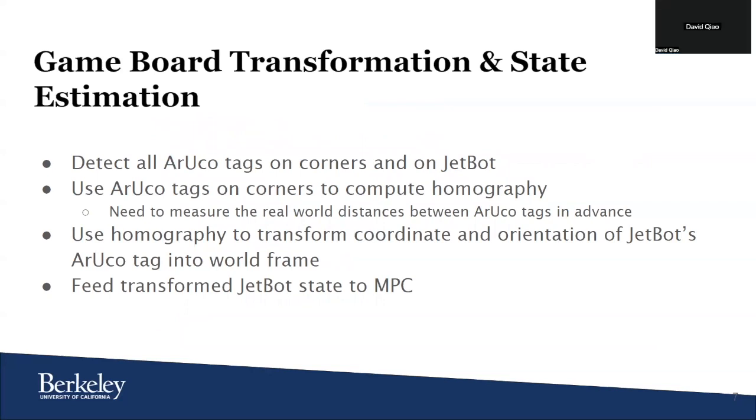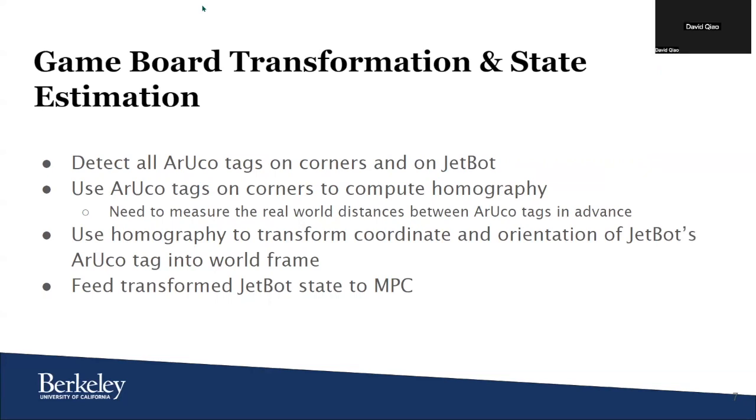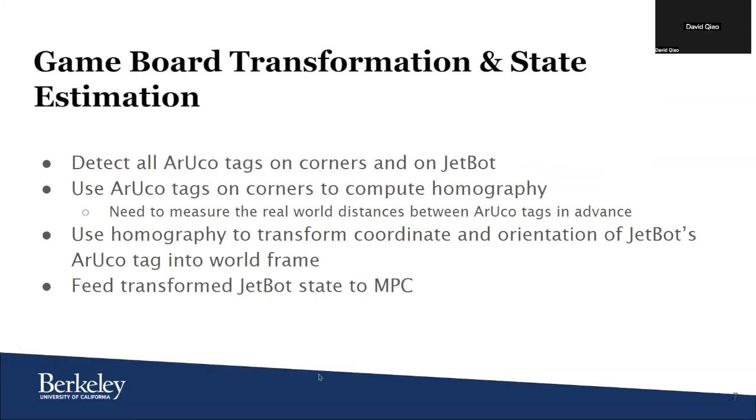So we use a top view camera to construct a map of the game board for our JetBot to operate. First, we need to put 4 ArUco tags on the corners of the game board and another tag on the JetBot itself. Then we use the tags on the corners to compute a homography transformation matrix that transforms camera coordinates to real-world coordinates. We then use the tag on our JetBot and the homography transformation matrix to estimate the position and orientation of our JetBot and feed the JetBot state information to the MPC.